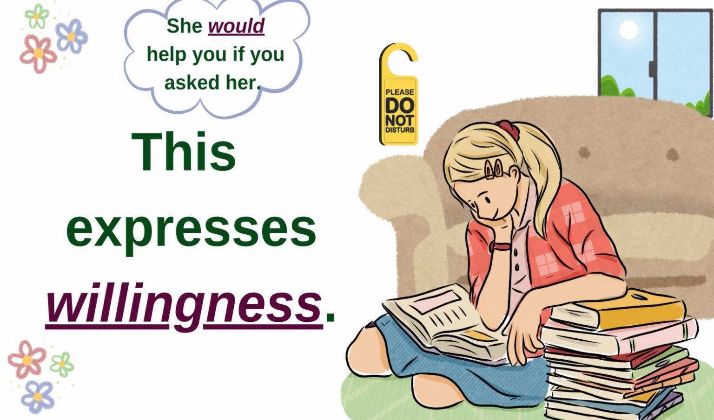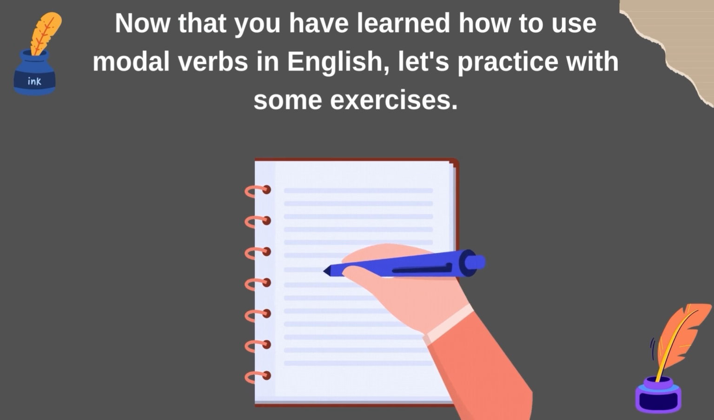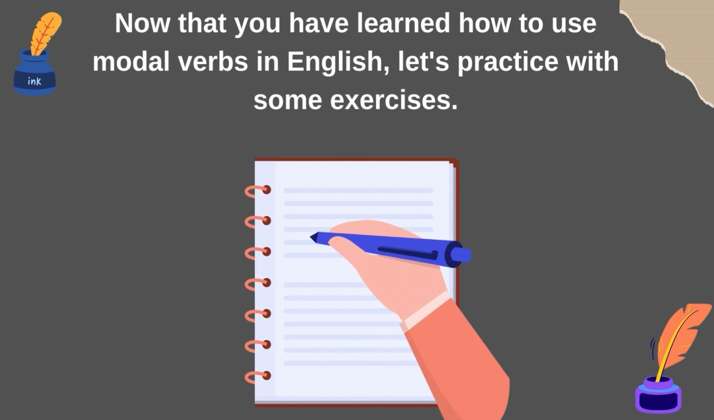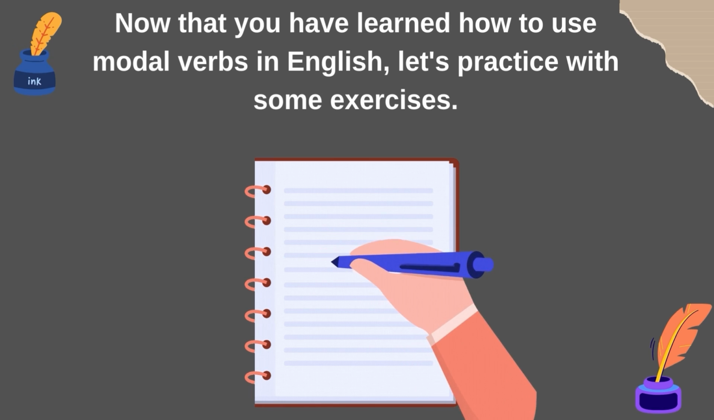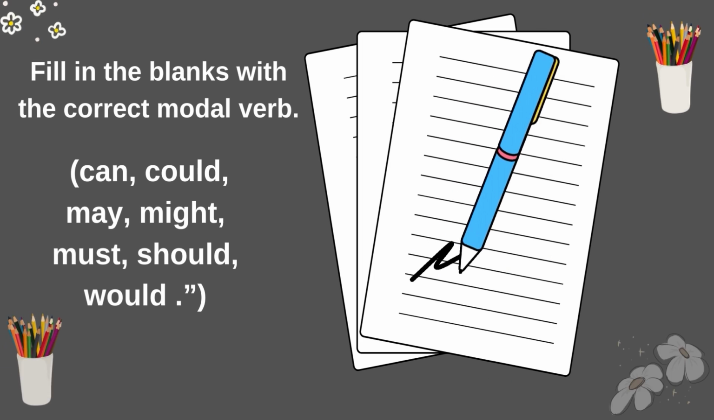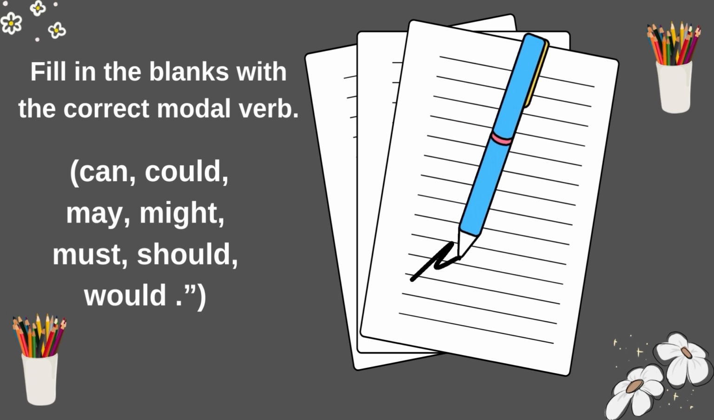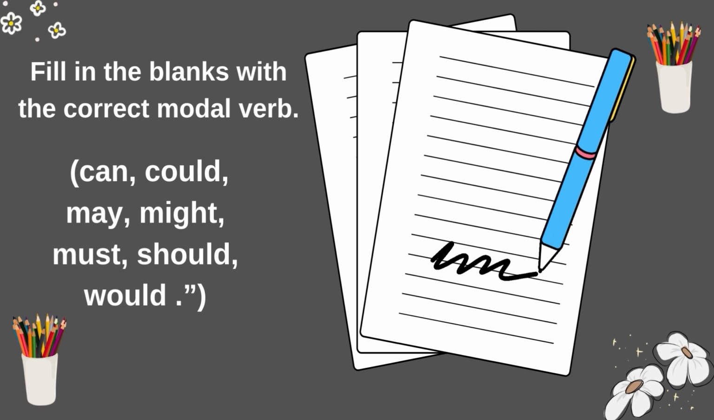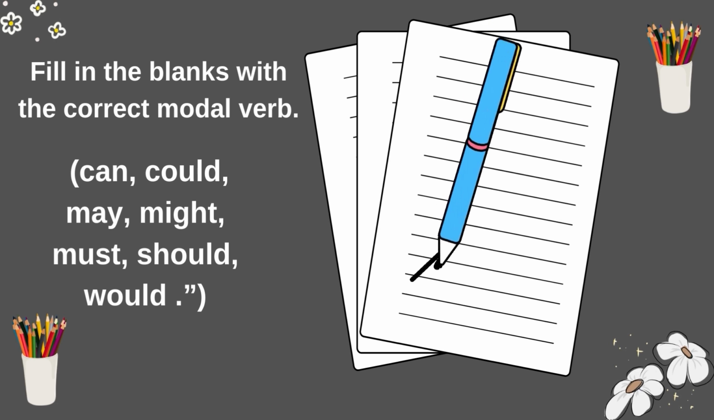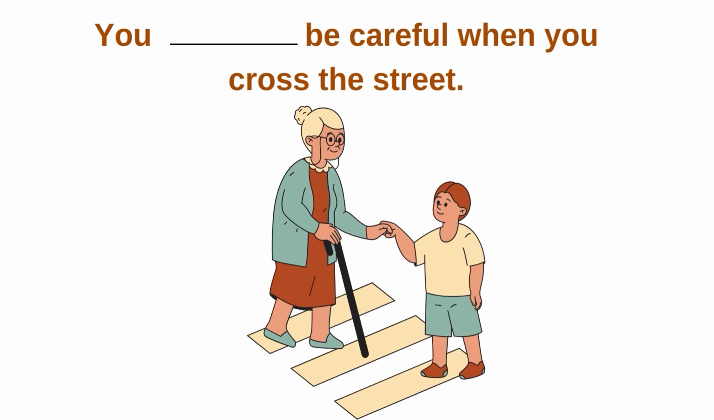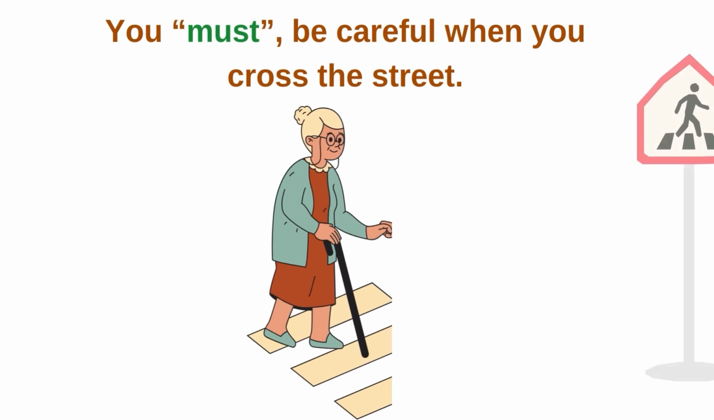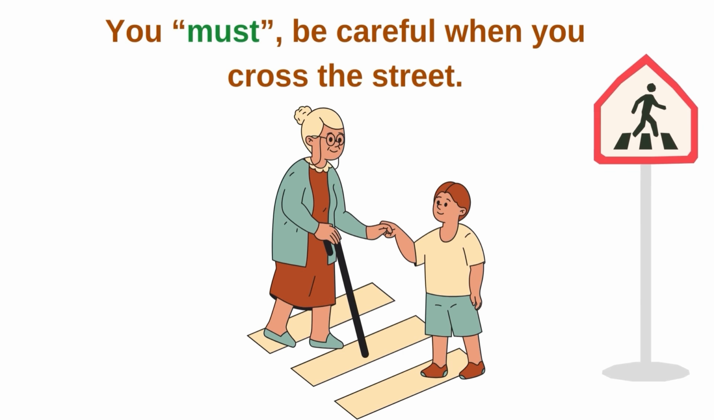Now that you have learned how to use modal verbs in English, let's practice with some exercises. Fill in the blanks with the correct modal verb. Can, could, may, might, must, should, would. You, be careful when you cross the street. You must be careful when you cross the street.